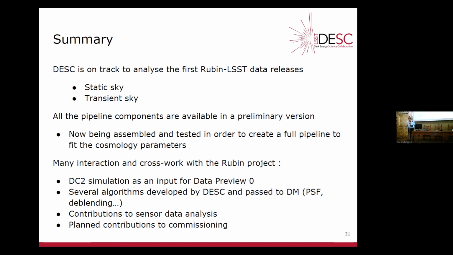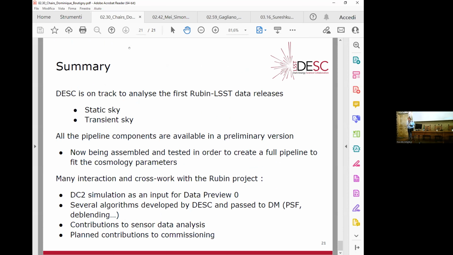So you mentioned, and there has been discussion on this, that DC2 also has the realistic AGN light curves and that they have been simulated, but obviously they are not available. Is there a plan to make them available for the AGN?